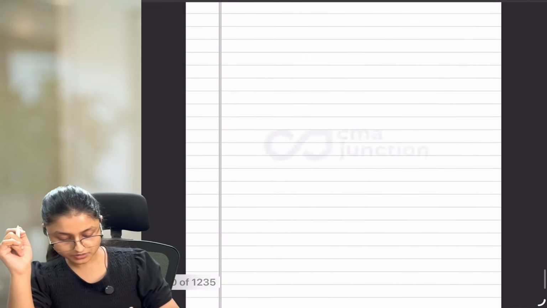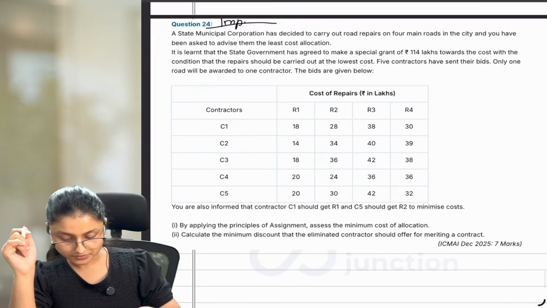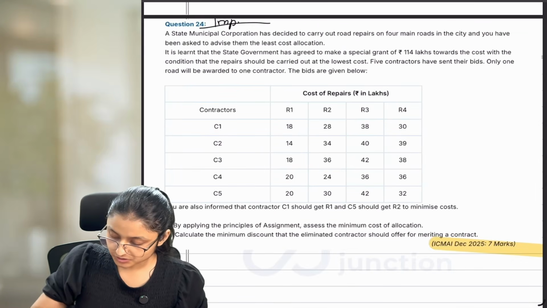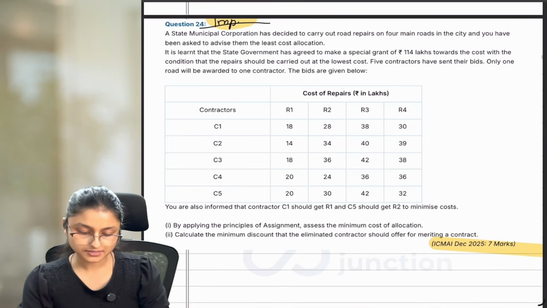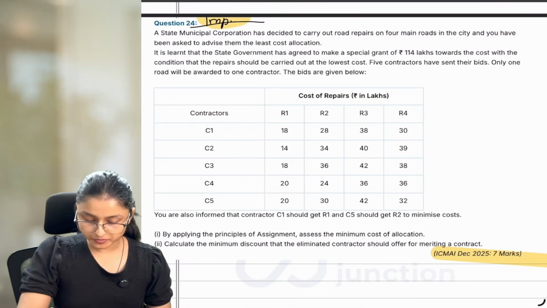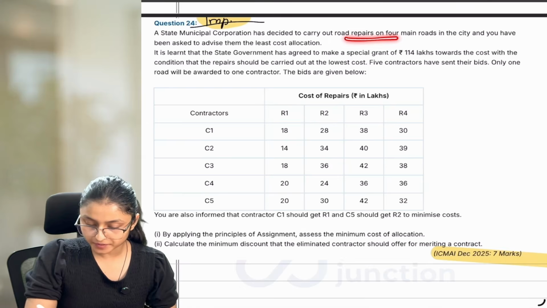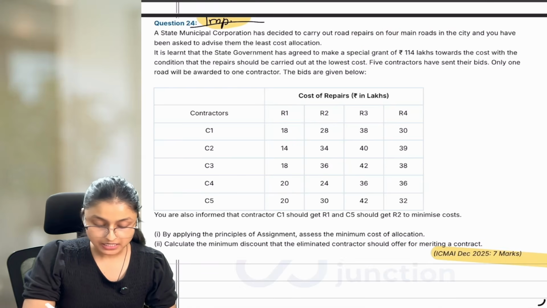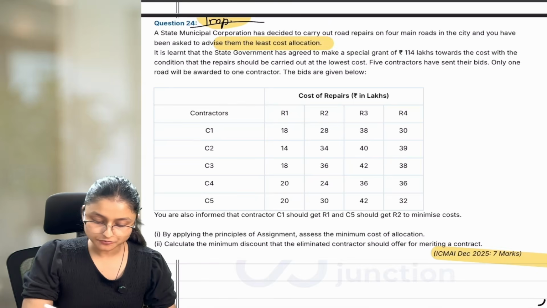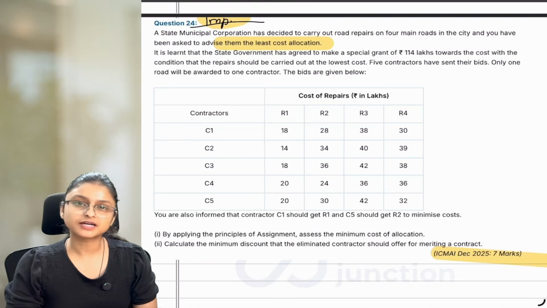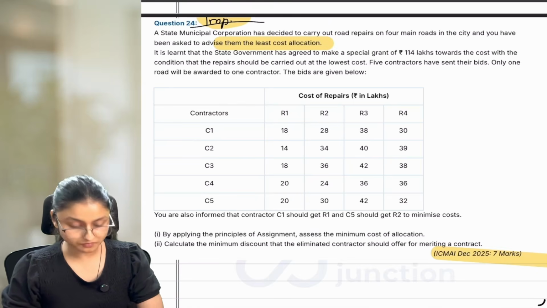Now, let's see the next question which was asked in your exams. In your December 25 exam, this question was asked. It is an important question. Mark it as important. Let's see what it says. A state municipal corporation has decided to carry out road repairs on 4 main roads in the city, and you have been asked to advise them the least cost allocation. So, we have to find out the least cost allocation. That means here also the question is of minimization.